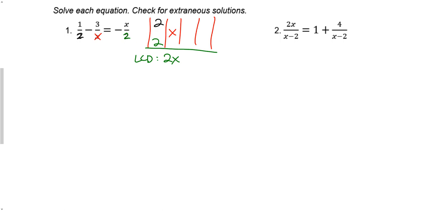Now, if our LCD is 2x, what's the restriction? Yeah, it's going to be 0. Anytime you have an LCD that doesn't have parentheses, the restriction for that value is always going to be 0, as long as there's still an x there. If the x was missing, we wouldn't have restrictions. But this one, x cannot be 0. Okay, so since we found the LCD, we are going to rewrite this fraction with this new denominator.